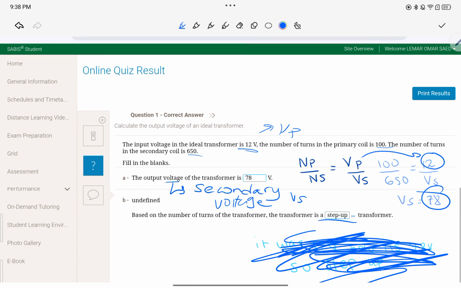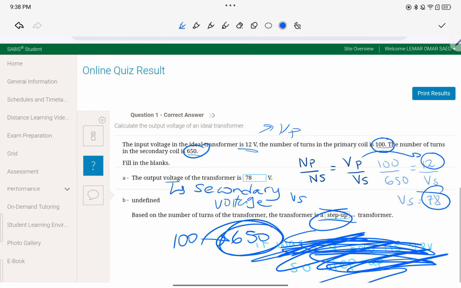As long as you don't make the mistake in the exam, that's fine. You have to look at the number of turns. They said the number of turns here is 100. This one here is 650. It went from 100 to 650, so it became bigger. It's step up.